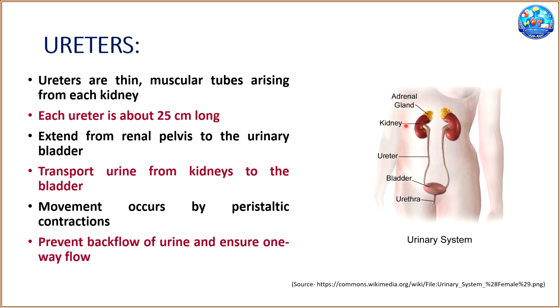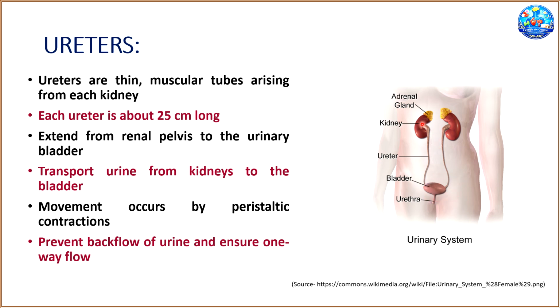The next component of the urinary system is the ureters. Ureters are very thin, muscular tubes which start from the kidney. Each ureter is around 25 centimeters long. These start from the renal pelvis and extend up to the urinary bladder.